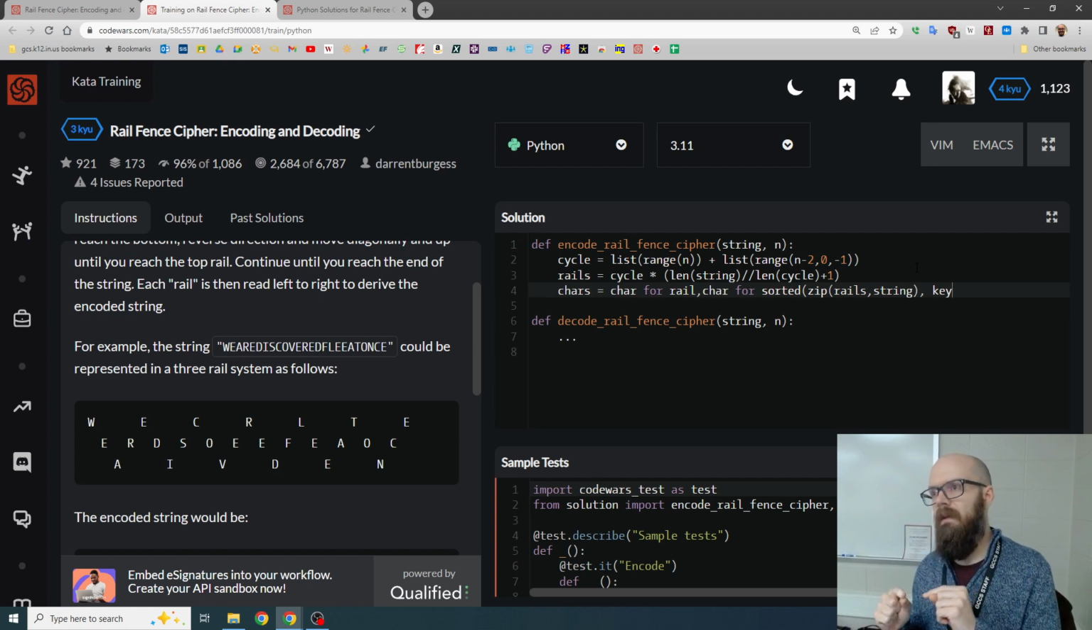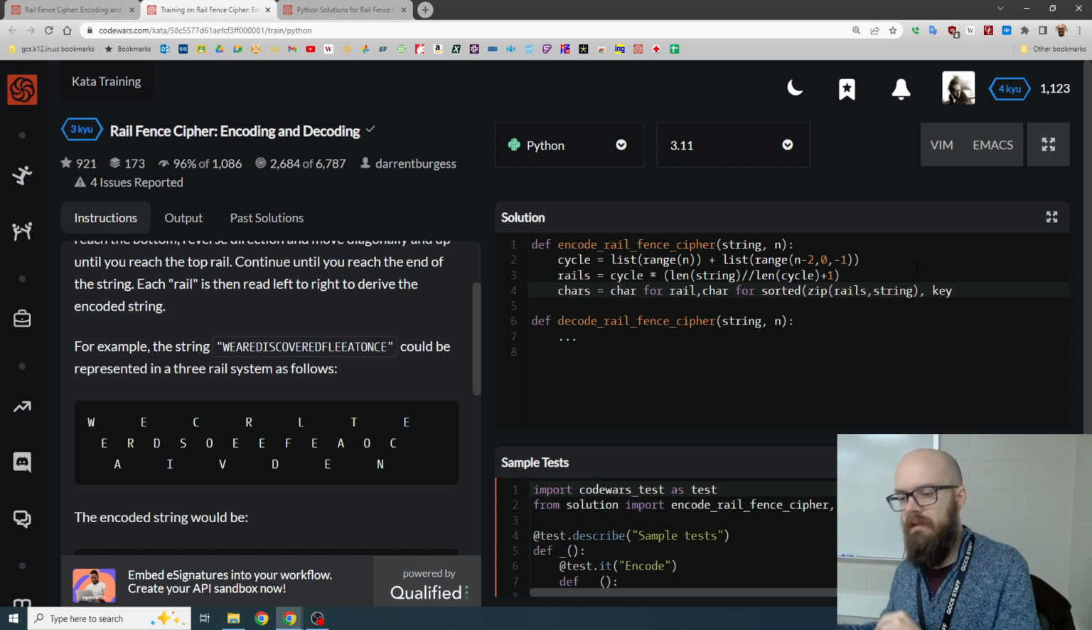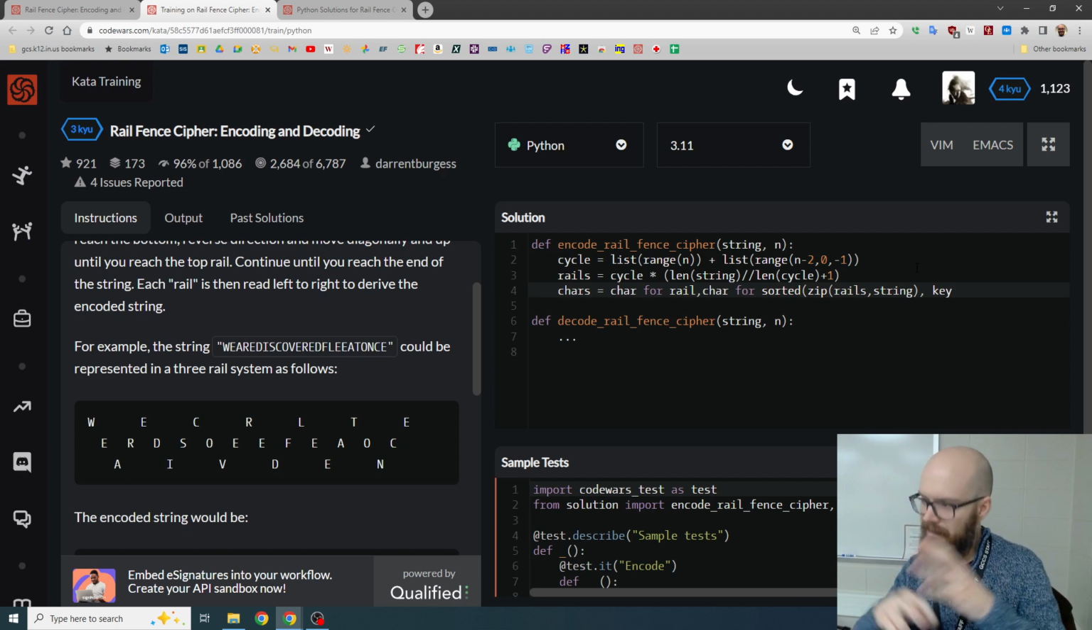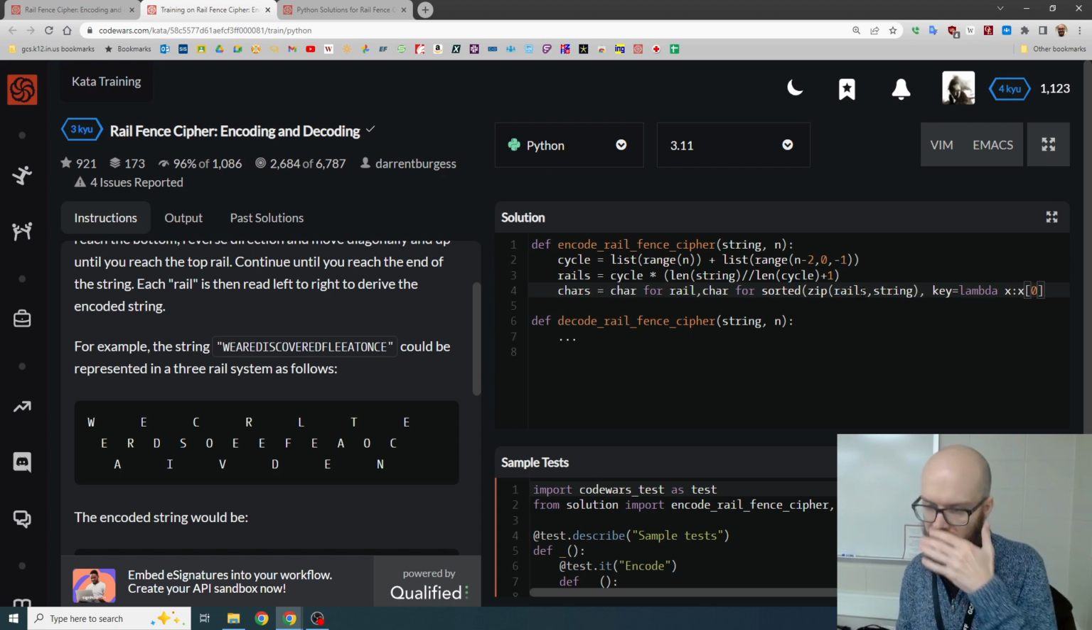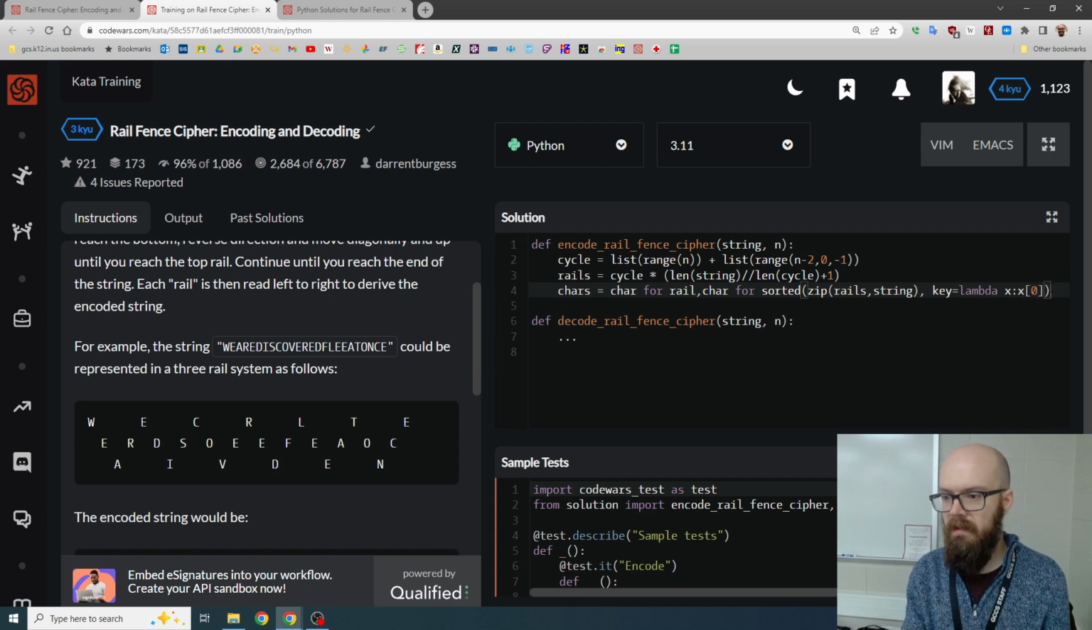We want to use the tiebreaker of where they were before the sort, which I think is what happens if you just give it one thing that's not a tuple. I'm not clear on that, but it worked when I tried it a minute ago, so let's do it. Key equals lambda x: x[0], which is just the first thing, which is just the rails. Okay, so then I need parentheses, and then I need another one because I'm going to put parentheses around the whole thing.